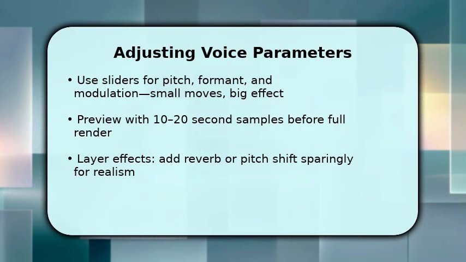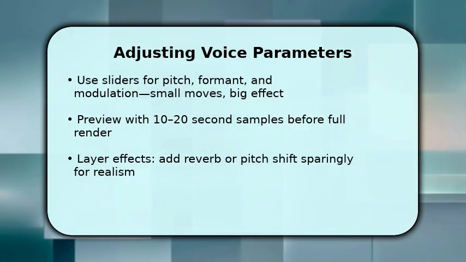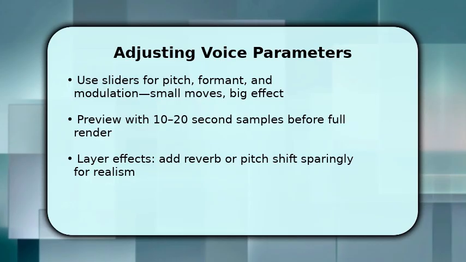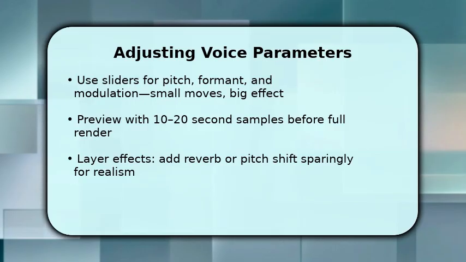Once your sample is loaded, you adjust pitch, formant, and modulation sliders to shape timbre. Move them in small increments to avoid artifacts. You'll want to preview a 10 to 20 second clip repeatedly. This is how you hear subtle changes and catch clipping.